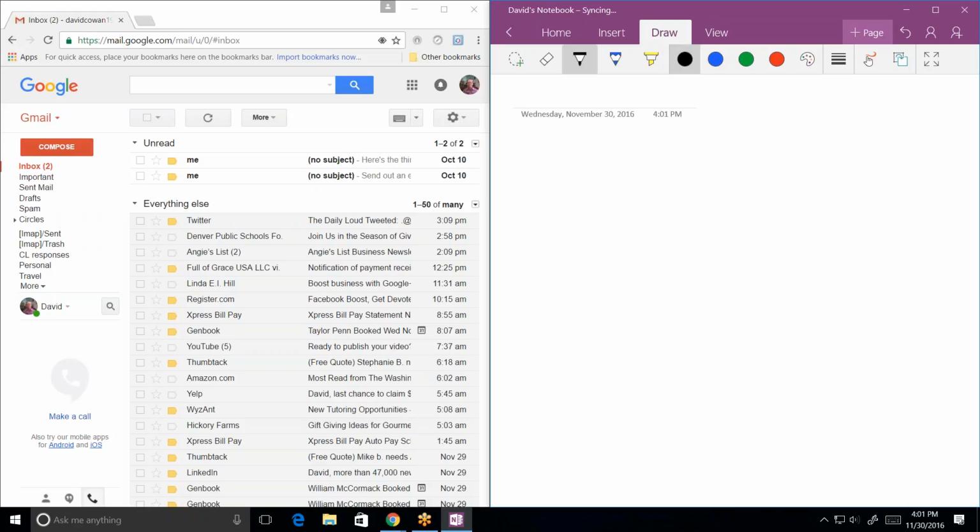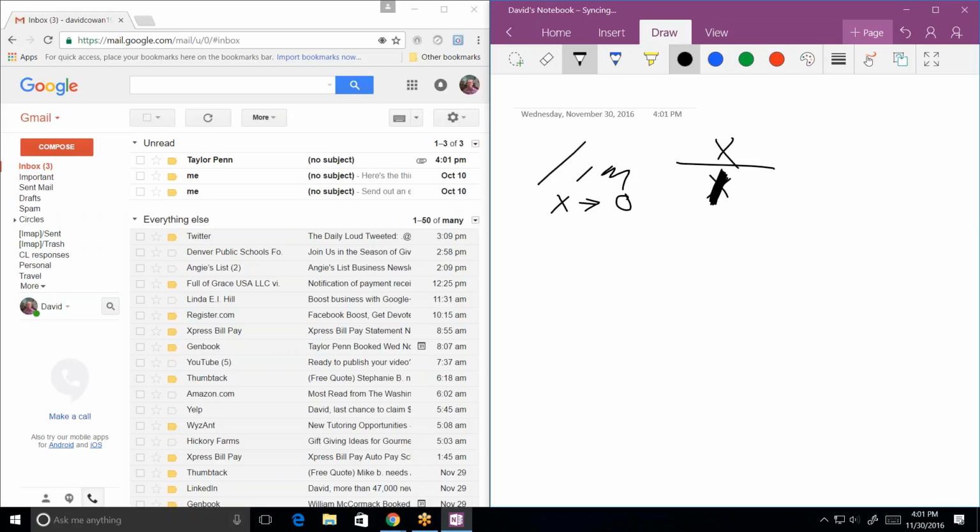So while I'm waiting for that, tell me what the limit of this is as x goes to 0. Undefined. Correct. And what if I had x over 1 as x goes to 0? It would be 0.